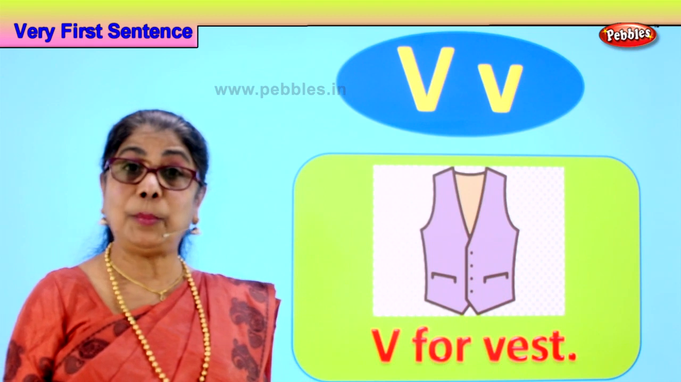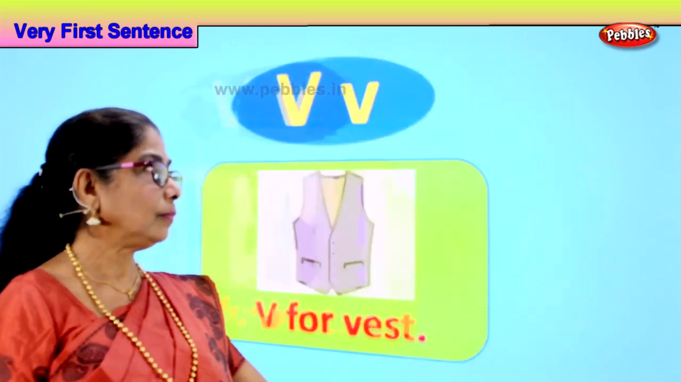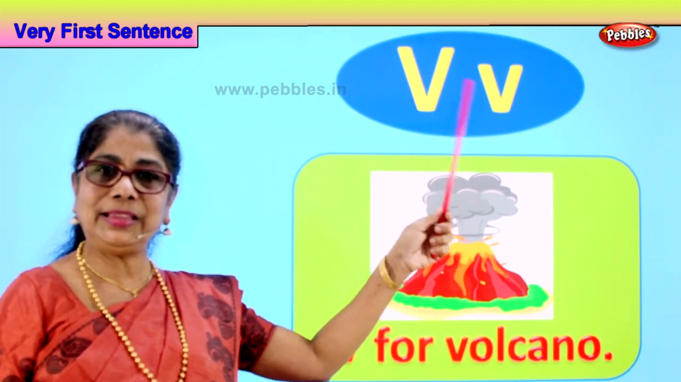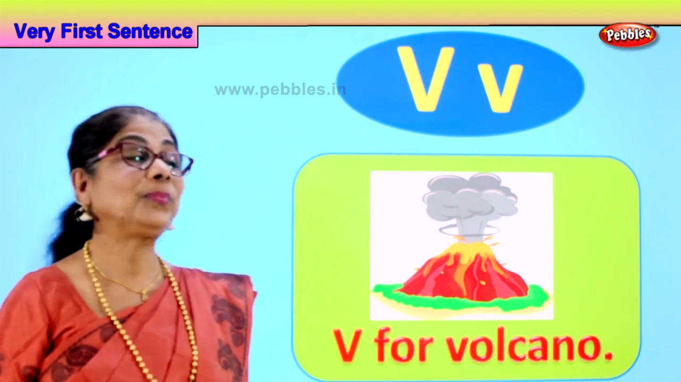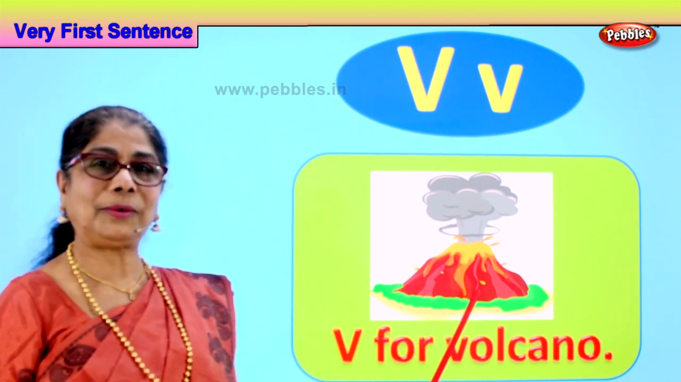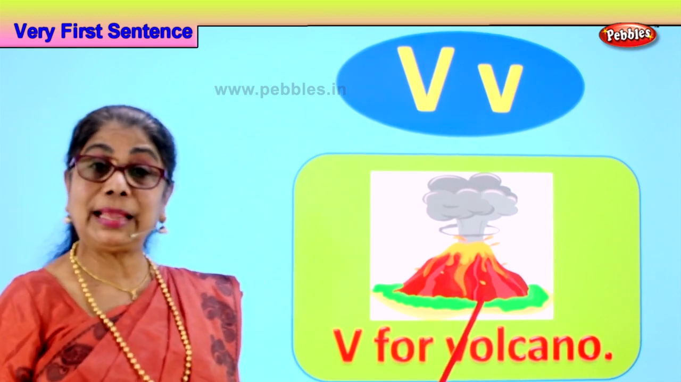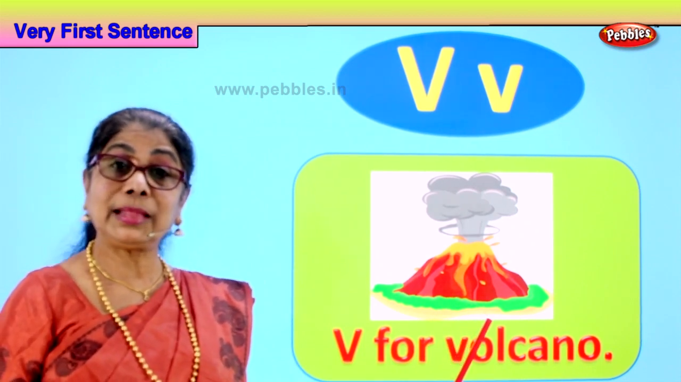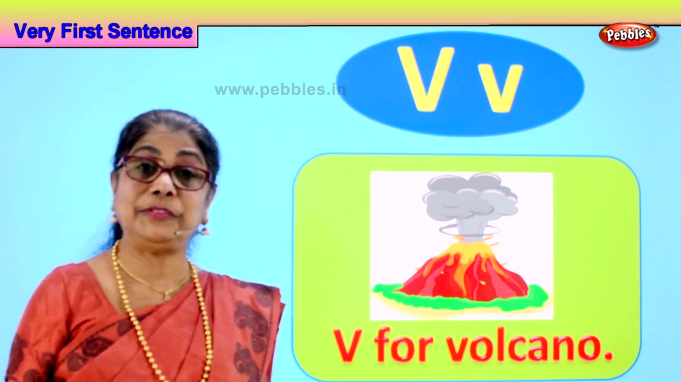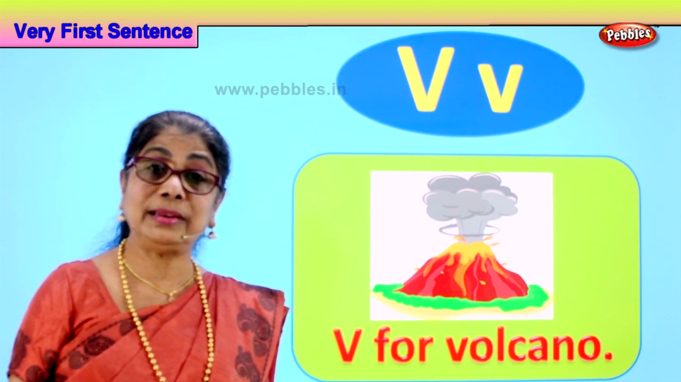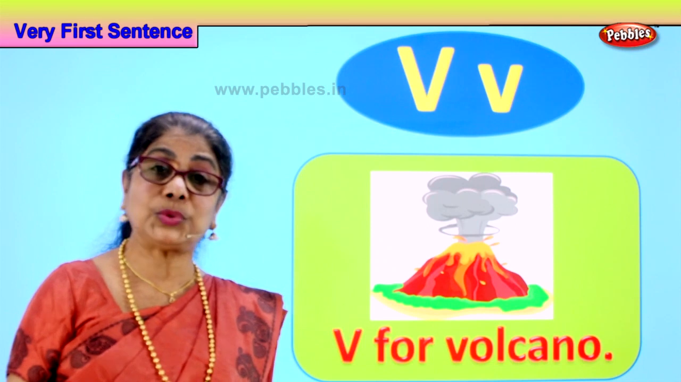Shall we go to the picture and read a word that begins with V? Look, capital letter V and small letter V. What is the sound? V. Look at the picture here. What is this? It's a picture of a volcano. It's a mountain that burns, that opens up sometimes. It happens very rarely. You find it in tall mountains. You find it in Japan and elsewhere.